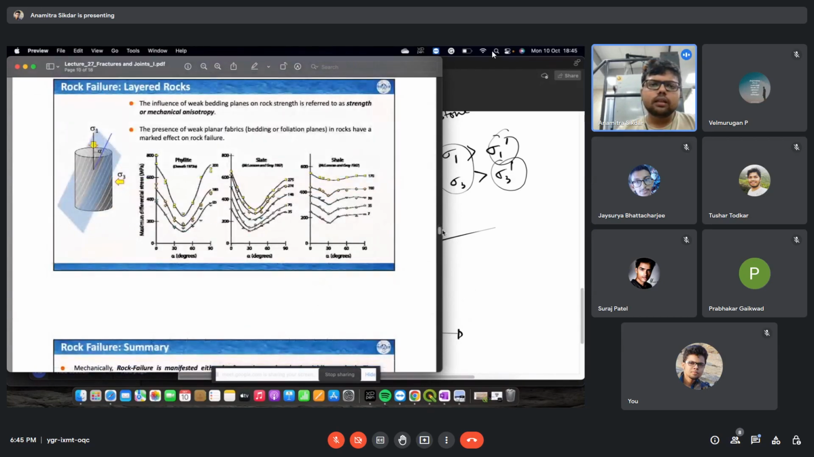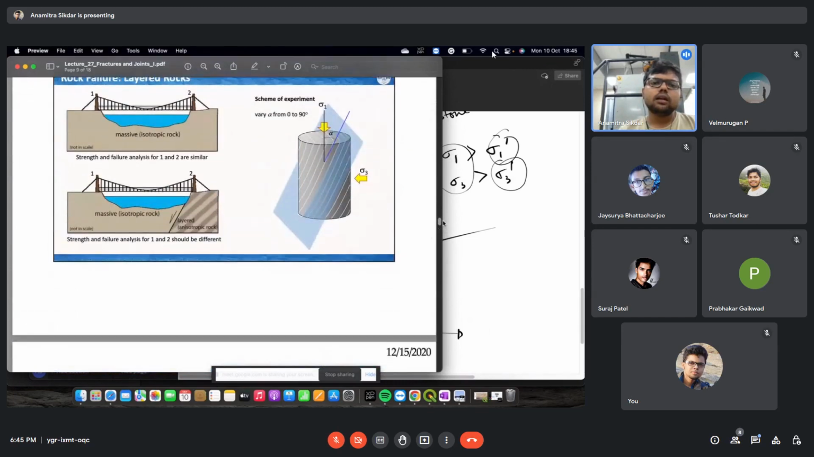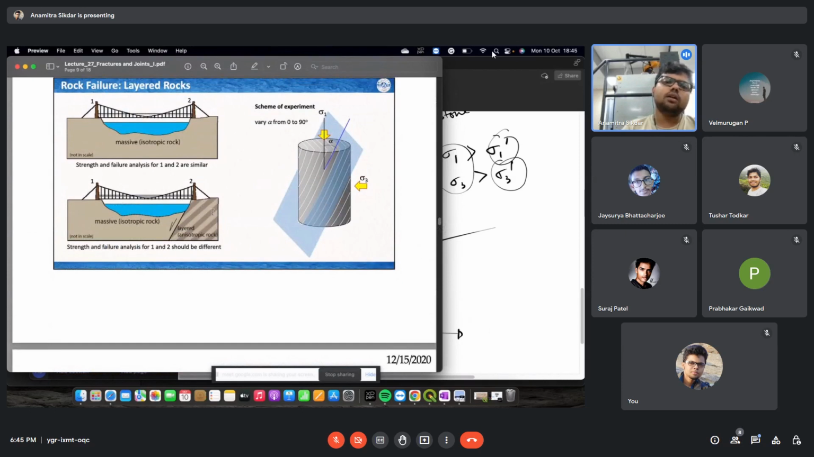So here they have performed some experiments on layered rocks. Like if you have a layered rock on one side of the dam, and a massive isotropic rock on the other side of the dam, then in what way might there be a possible slip? Right? So these are the situations where we apply different kinds of failure criteria.